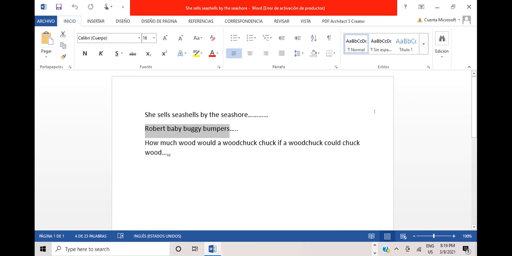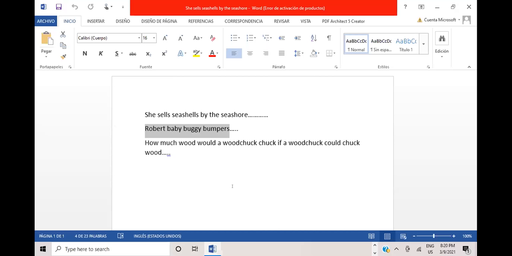Someone else? Yes. How much wood would a woodchuck could chuck? How much wood would a woodchuck chuck if a woodchuck could chuck wood? Try again, please. How much wool? Okay, no. How much wool would a woodchuck chuck if a woodchuck could chuck wood? Excellent. Very good. Nice. Another volunteer.